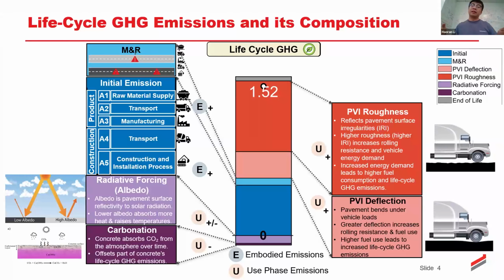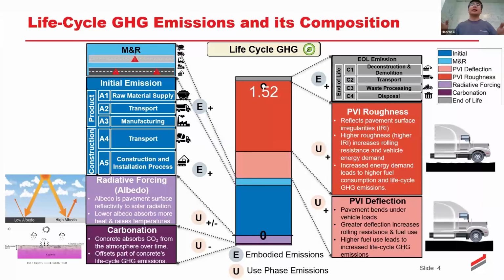indicator, when the pavement is rougher, we also need to accelerate more, using more fuel to keep the same speed. Those excessive fuel consumptions, compared to a better or perfectly smooth pavement, also contribute to the PVI roughness, one significant component of the use phase for the pavement LCA. And last but not least, the end-of-life emissions, including C1 to C4, from the deconstruction to the disposal of the pavement.